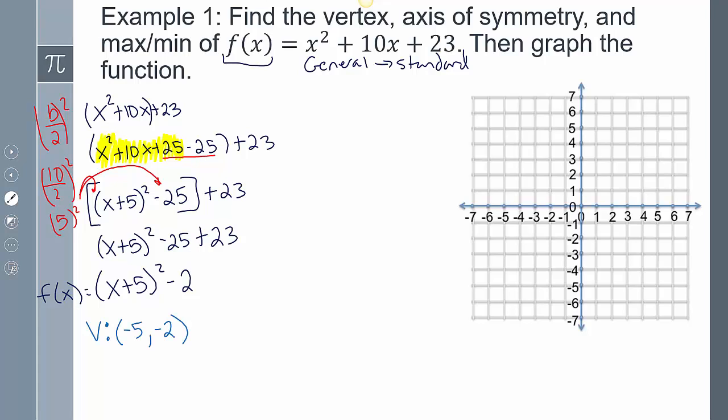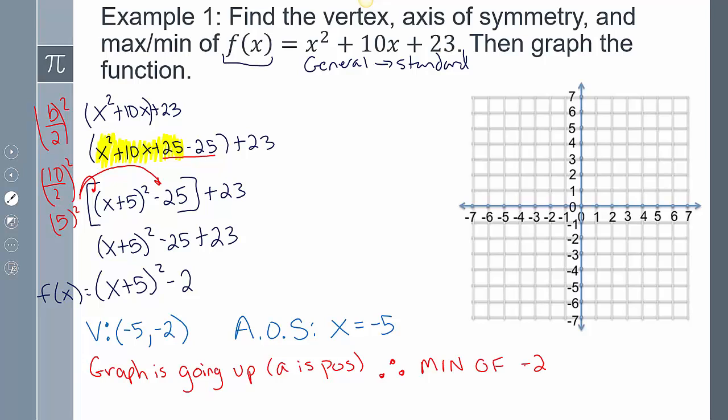So now my vertex is just negative 5, negative 2. My axis of symmetry we established is x equals h, so that's going to be x equals negative 5. And then the max and min, we said that it's always going to be k. Because my graph is going up, because a is positive, I know it's going to be a minimum. It's going to be the lowest value. Even kind of sketching this, this is the smallest possible value, so this is going to be a minimum of negative 2.